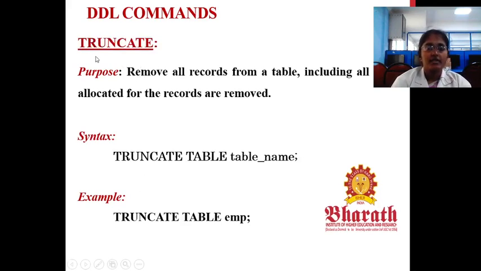Then next is truncate. Truncate means this keyword helps to remove all the records from the table. The drop keyword helps to remove any desired column or row or any particular record, but the truncate keyword is used to delete all the records from a table including the space allotted for the records. See here, syntax: truncate is the keyword and table is the keyword, then table name. If this query is executed, then the entire table won't be found in the storage space.